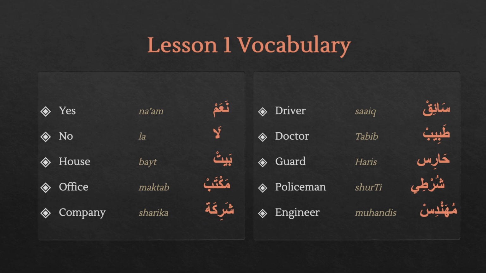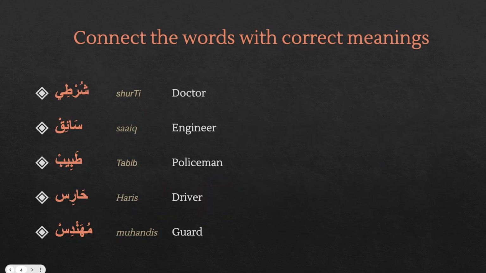All right, let's move on to the next slide. So for this slide, let's try to match the 10 words you just learned with their correct meaning before I reveal the answer. I think I've already revealed the first one, but let's try again. Shurti. What do you think shurti means? Shurti means policeman. Policeman, okay. Sa'iq. Sa'iq means driver, okay. Tabib. Tabib is doctor, okay.